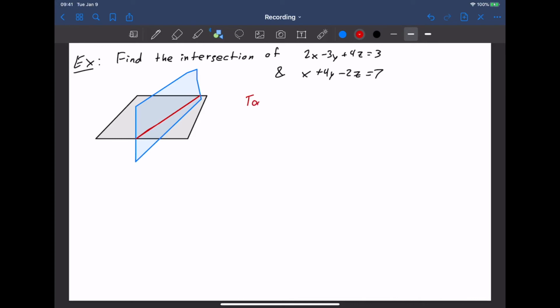Two planes will intersect. Again, they could be parallel, but if they do intersect, they form a line. So what do we need? We need a point and a direction vector.